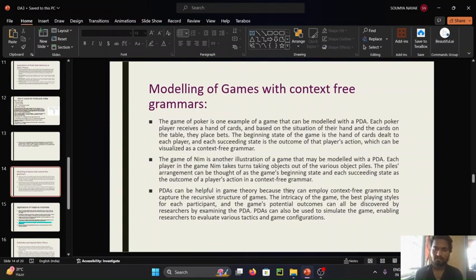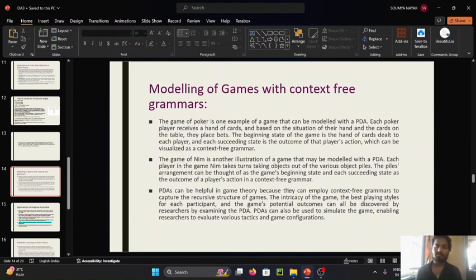Each poker player receives a hand of cards and, based on the situation of their hand and the cards on the table, places bets. The beginning state of the game is the hand of cards dealt to each player. Each succeeding state is the outcome of the players' actions, which can be visualized as a context-free grammar. The game of Nim is another illustration where the game may be modeled with pushdown automata. Each player takes turns taking objects out of the various piles. The pile arrangement can be thought of as the game's beginning state, and each succeeding state is the outcome of the player's action in a context-free grammar.